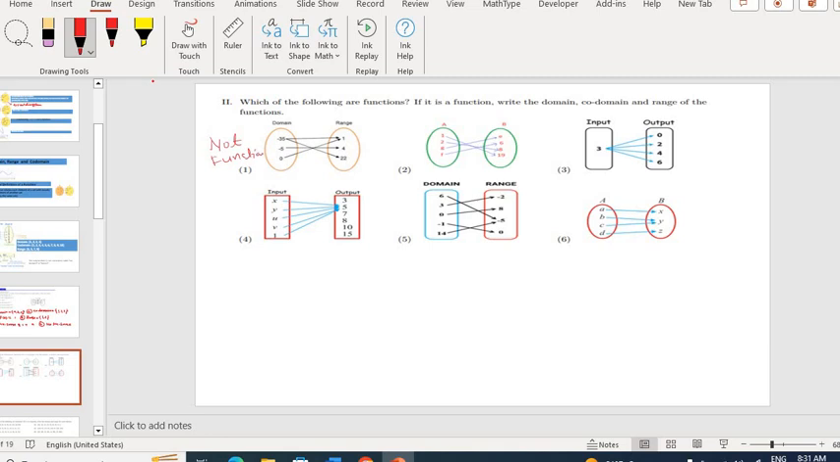Next, question number 2. 1, 19, 2, 2, 8, 6, E, F. So this is a function. If question number 2 is a function, then what is being asked? The domain. So the domain of question number 2 is 1, 2, G, F, and the range is E, 6, 8, 19. This is the answer of question number 2. Now I'm going to question number 3. See that the input has more than one output. That means this is not a function.